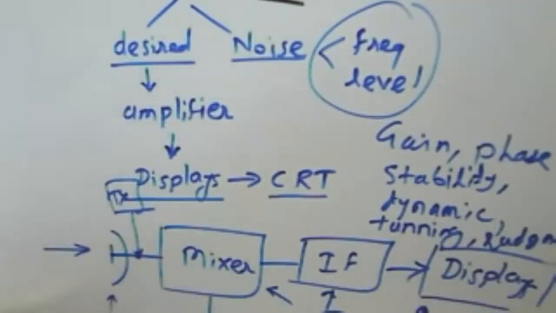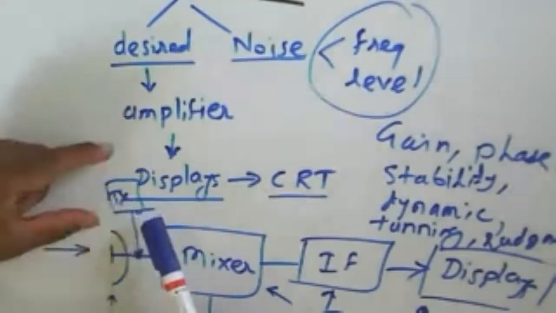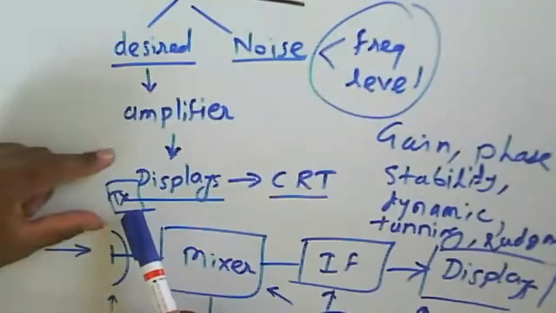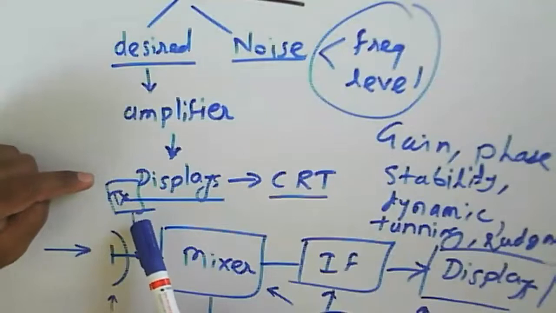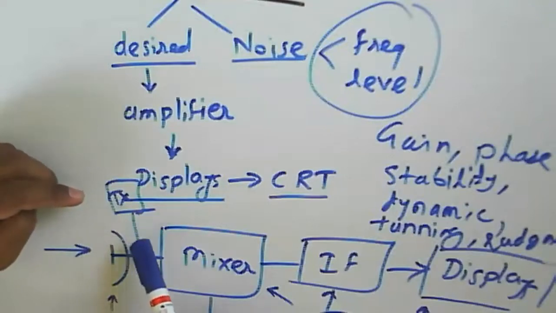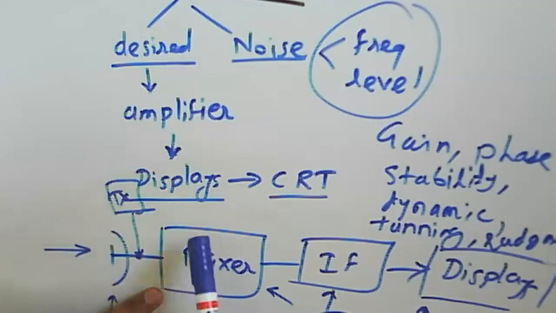Along with that, we need to consider protection for each and every component against overload or saturation or burnout from the nearby transmitter, because a transmitter generates a high power signal. That high power signal could not reach the receiver, otherwise the receiver will be damaged.